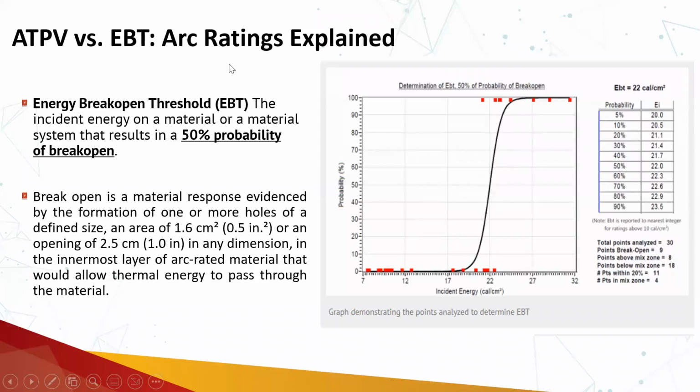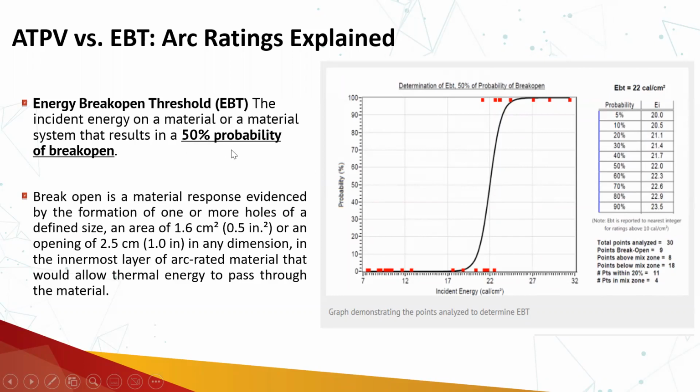Now, the EBT is about the break open. When you are providing enough heat to the personal protective equipment, it will open and holes will be created. They observed that above 22 cals per centimeter square, it becomes certain that holes are created in the specimen. So they assigned 22 cals per centimeter square as the rating for the EBT.